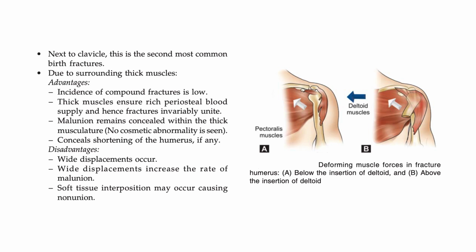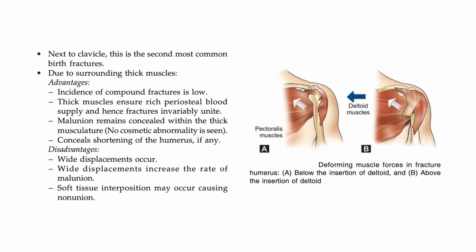On the A side, you have the muscles shown here below the insertion of the deltoid, and above the insertion of the deltoid muscle. That is the different way it is being pulled. The deltoid is shown here with the arrow, and it pulls upwards and the other downwards. So if the fracture is below the insertion of the deltoid, the proximal fragment is abducted by the deltoid, while the coracobrachialis, biceps and triceps pull the distal fragment upward.